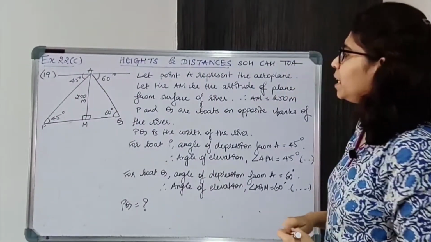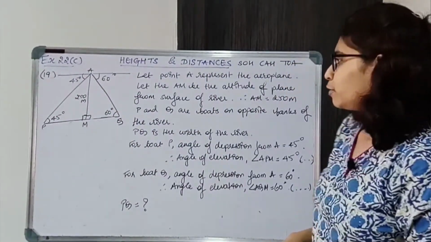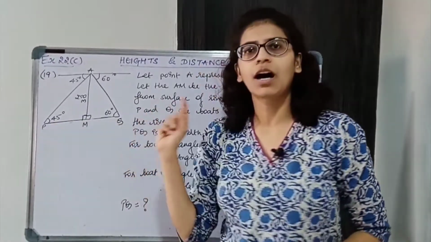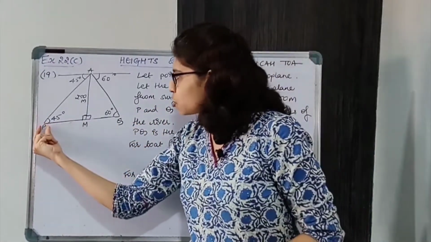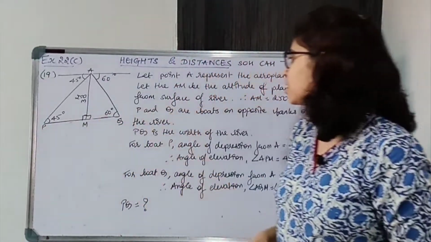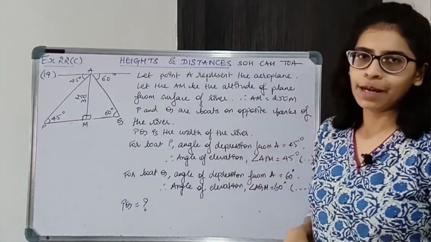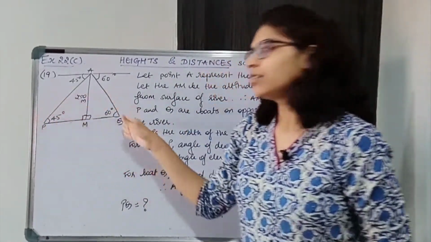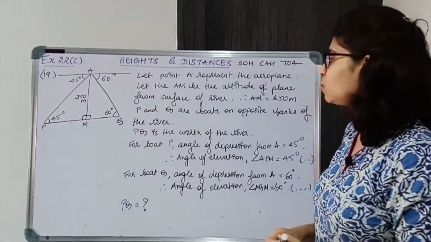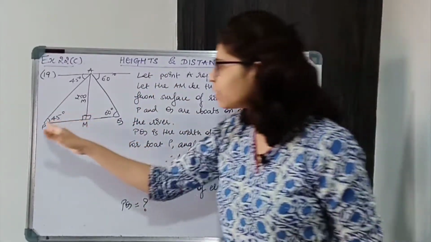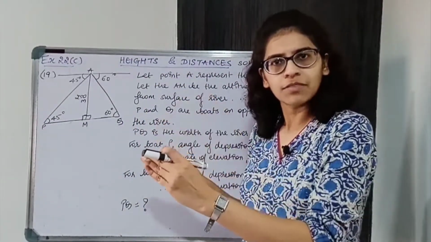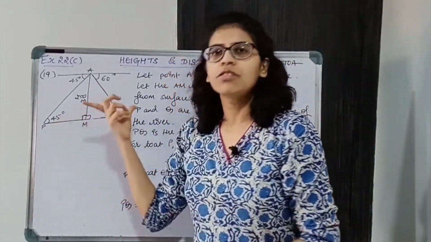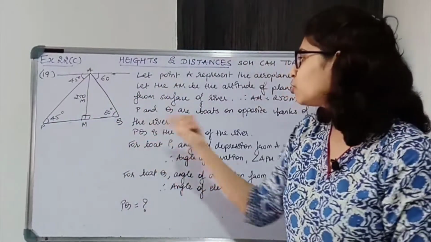Now P and Q are the boats on the opposite banks of the river. P and Q are 2 points of the boats which we are observing. So P and Q we have considered as boats on the opposite banks. One is on one bank, another one is on the other bank. PQ is the width of the river. We have considered that both the boats are at the edges of the banks. So in between there is river. So ये इतना portion river है. PQ is the river, the width of the river.